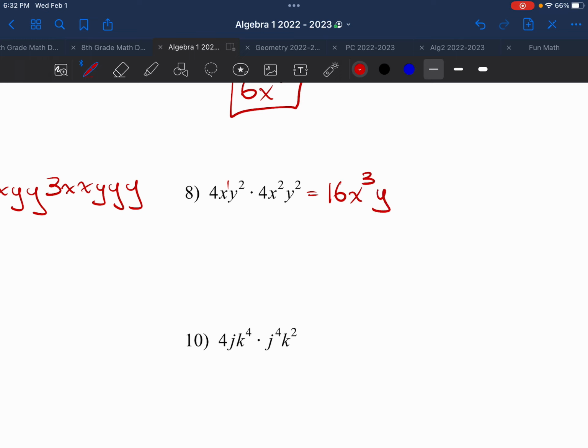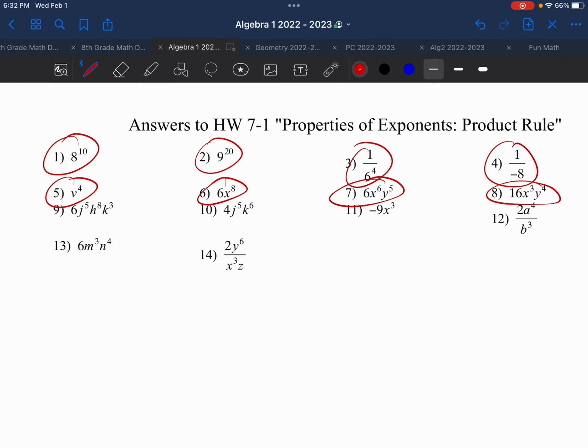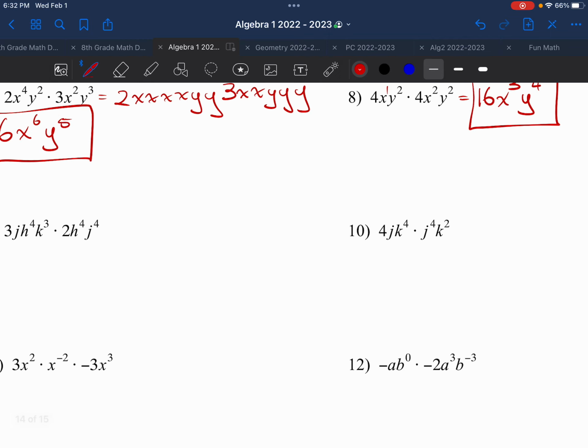What about for the y variable? I have 2 and 2. 2 plus 2 is 4. So this is going to be y to the power of 4. And I get my final answer, which I will box. 16x cubed y to the power of 4. 16x cubed y to the power of 4 indeed is correct. We are on to number 9.